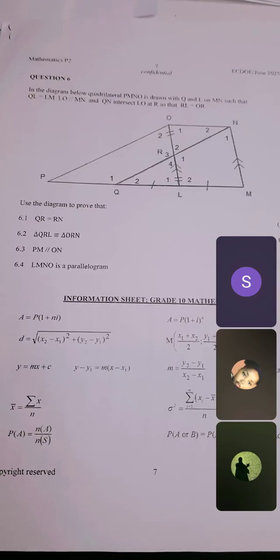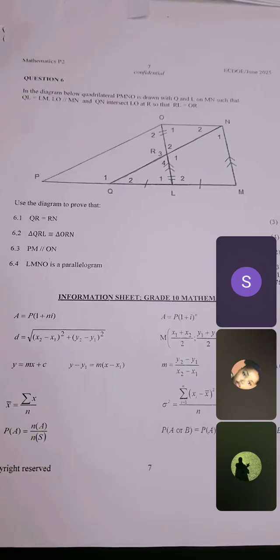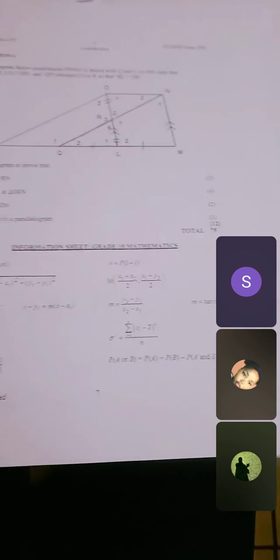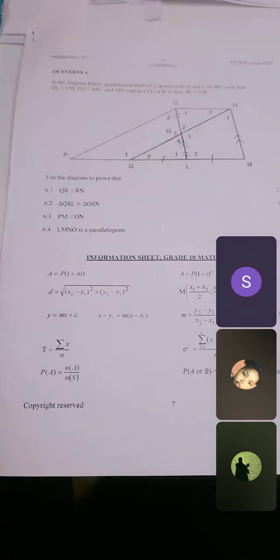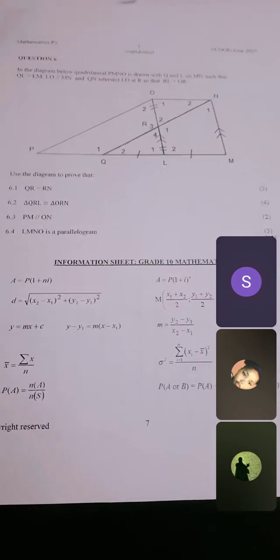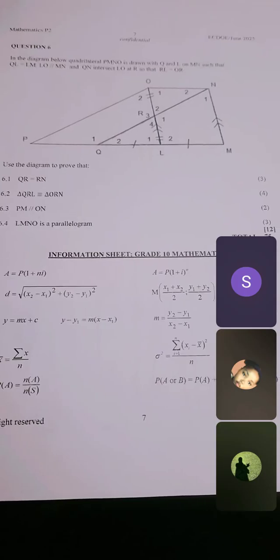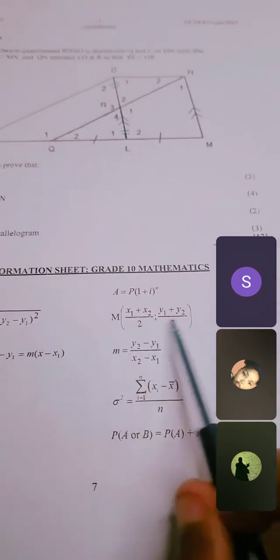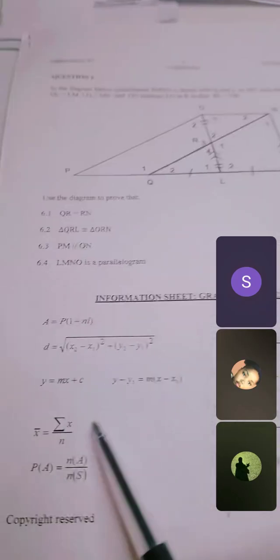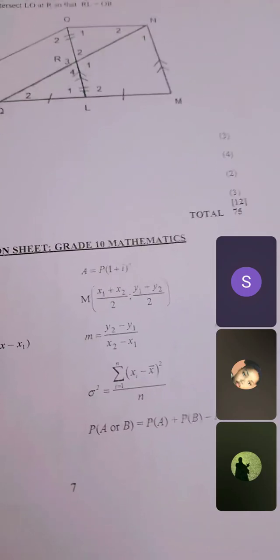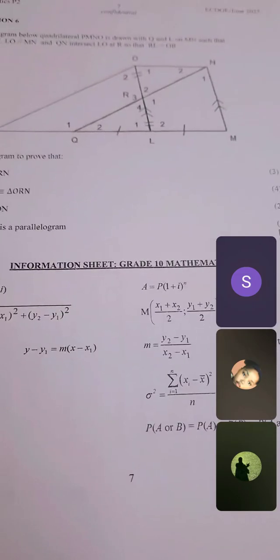Sir, are they going to give us an information sheet? They should. But the information sheet doesn't help me. It doesn't mean anything to me, even in physics. But look, in analytical geometry, at least you have the midpoint, the gradient, and the distance. But for the rest, you need to know formulas, man. It's your responsibility.